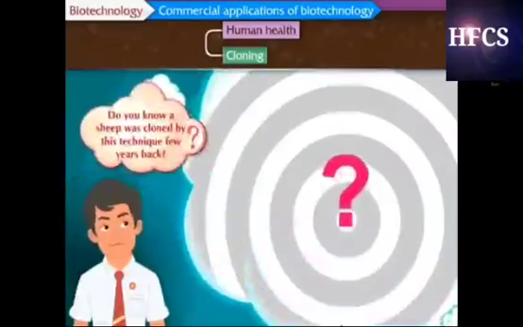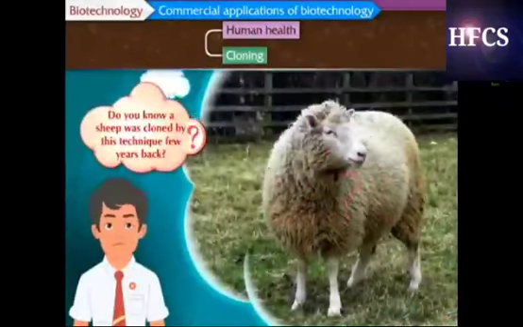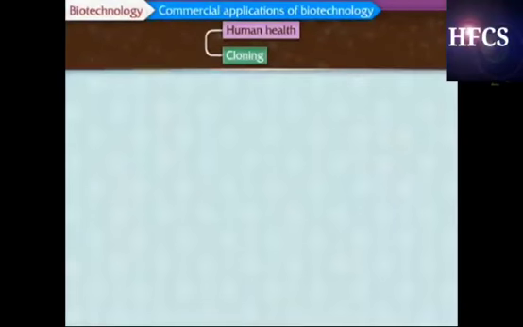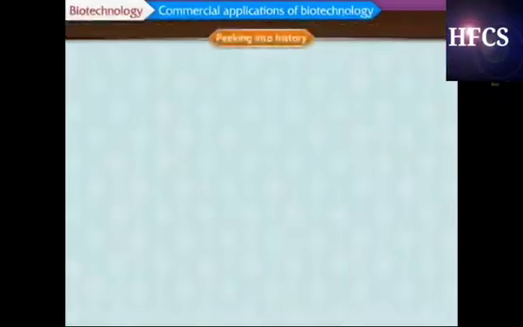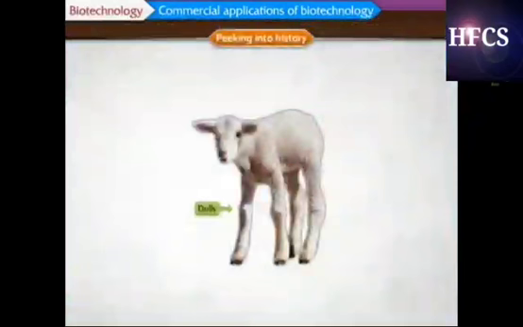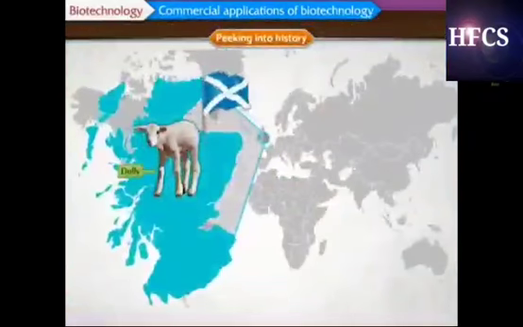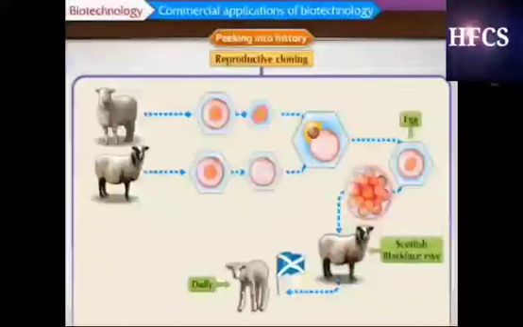Do you know? A sheep was cloned by this technique a few years back. Let us peek into history and find out. Peeking into history: a sheep, Dolly, was born in Scotland by cloning technique on 5th July 1996.